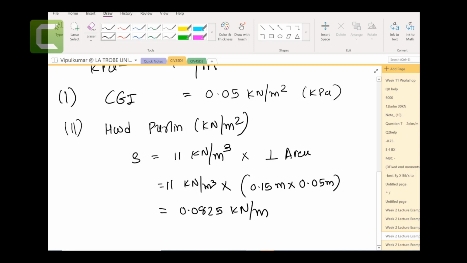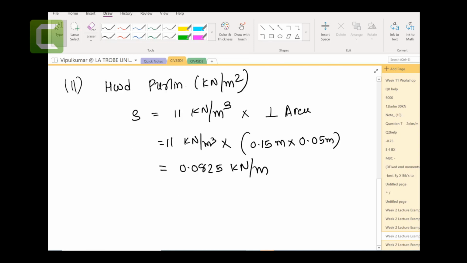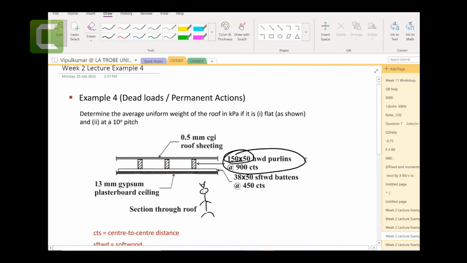But we don't need this UDL. We need it in Pascal. So we just divide it by the center to center distance, 0.9 meters, you get 0.091 kilopascals. Someone might say, where does this 0.9 come from? That 0.9 comes from the center to center distance. And someone might say, how come you divide by that one?